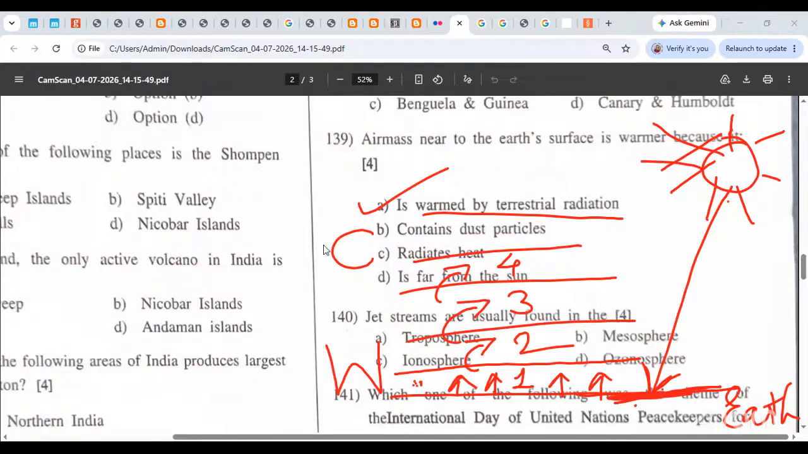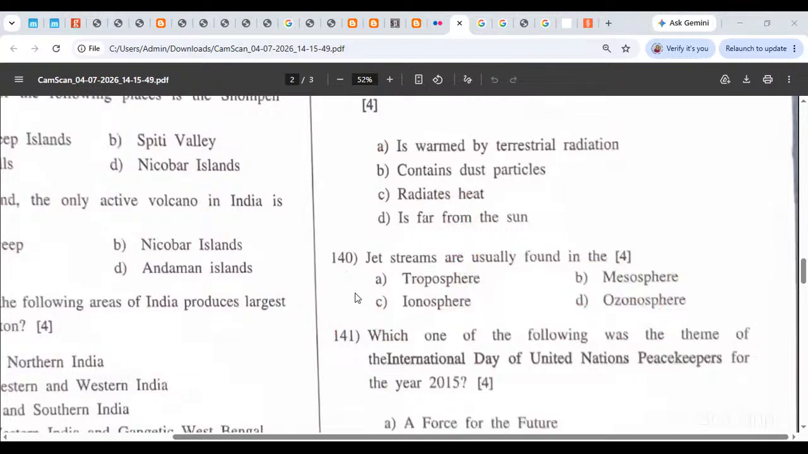Okay, question 140. Jet streams are usually found in the troposphere, ionosphere, mesosphere, or the ozonosphere. Actually, if the exact location of jet streams is asked, it is the tropopause, just above the troposphere. That is where the jet streams are usually found. But since we do not have the option of tropopause, we'll go with the option of troposphere, because the upper boundary of the troposphere is where you will find them.